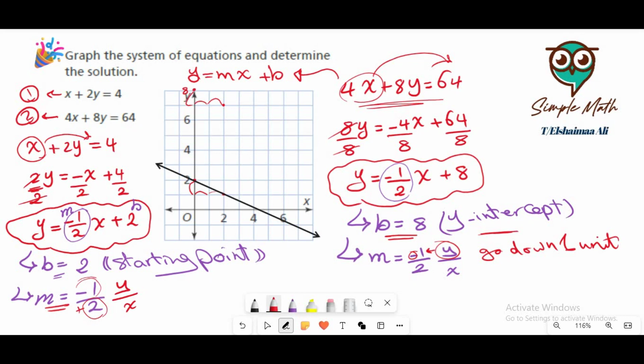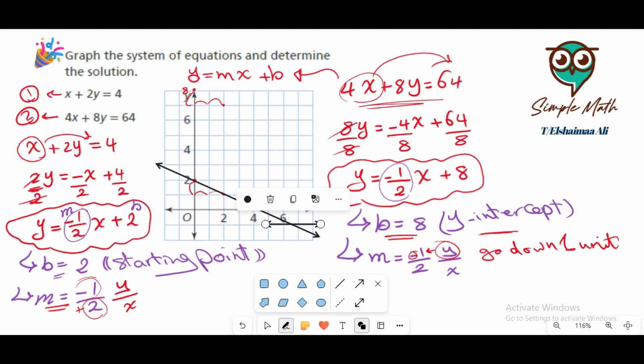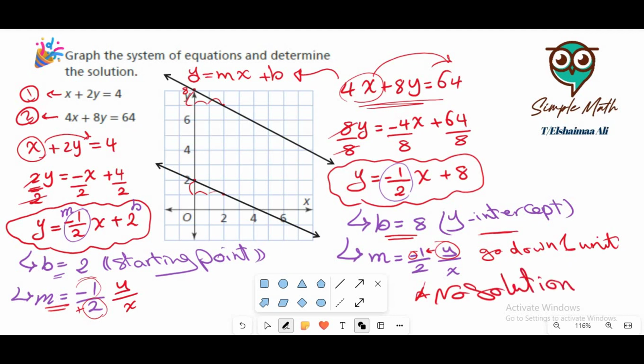We have here 2 points, so we will connect these 2 points to draw the straight line. As you see here, we have 2 parallel straight lines. So for the solution of the system of these linear equations, we don't have any solution. So we are going to write no solution for that system of linear equations because we have 2 parallel lines.